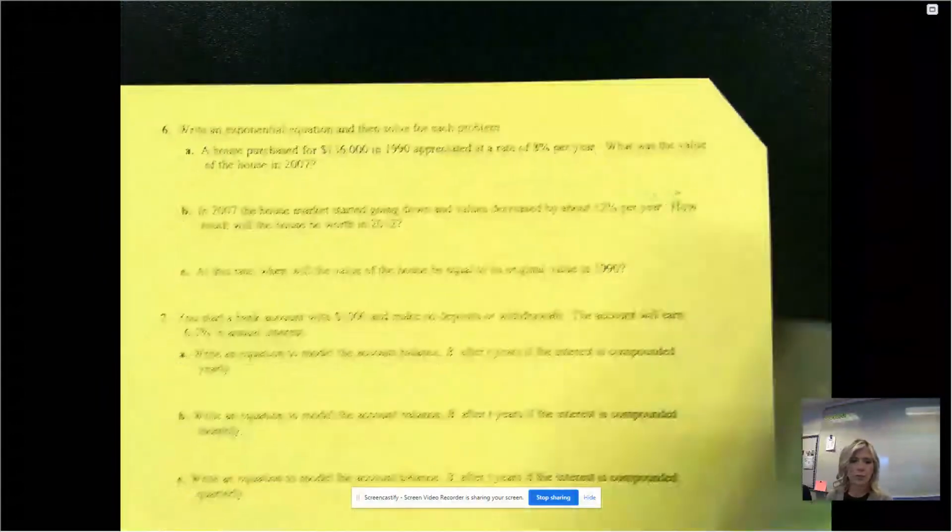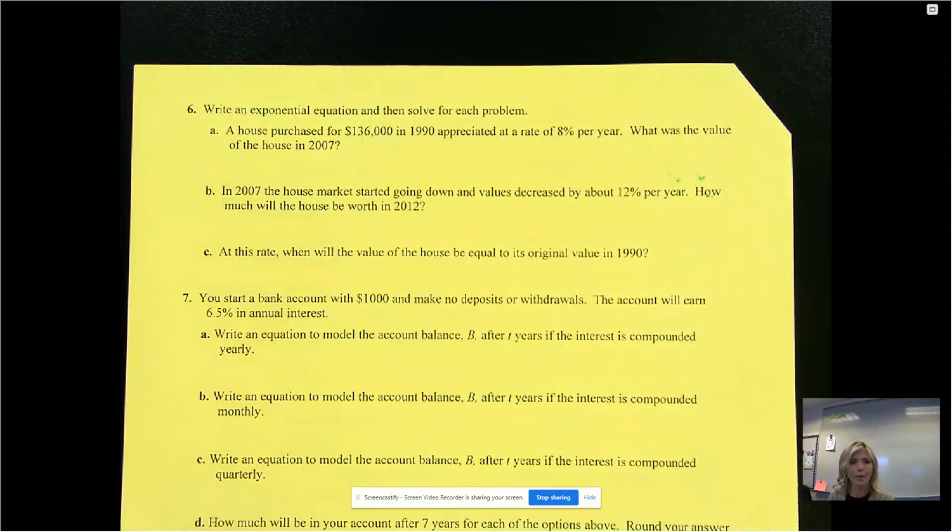Okay, unfortunately, there's not a ton of room on the story problem pages, but we'll do our best. So write an exponential equation, then solve for each problem. A house purchased for $136,000 in 1990 appreciated at a rate of 8% per year. That means it gained value. What was the value of the house in 2007?